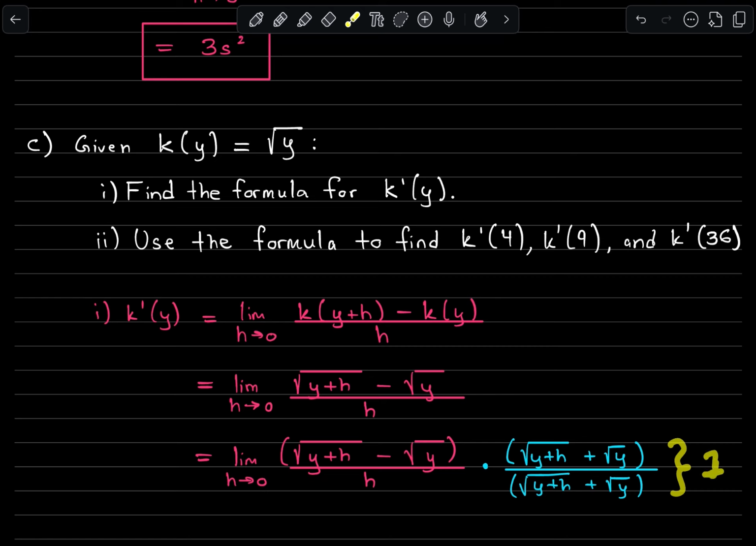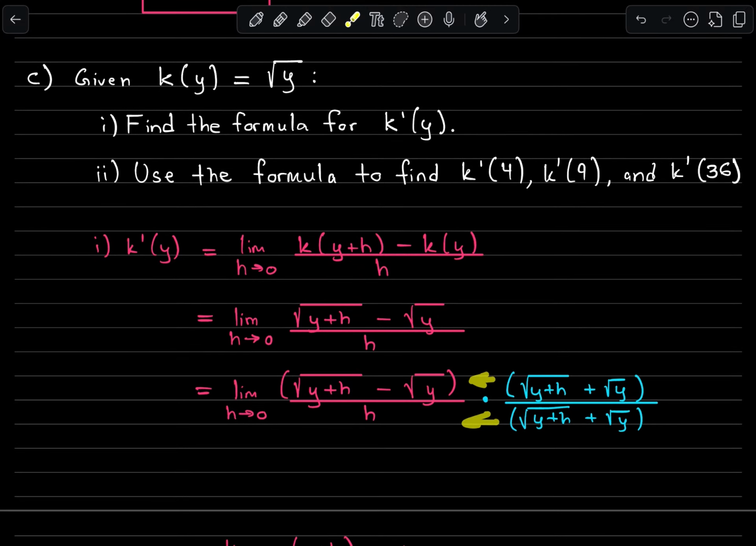Just make sure that as you do it to the top, you're also doing it to the bottom. This entire quantity is just a 1. So we don't want to be changing the value of the expression. We can always just multiply by 1 though. So as long as we do whatever we're doing to the bottom as well as the top, it's perfectly fine.